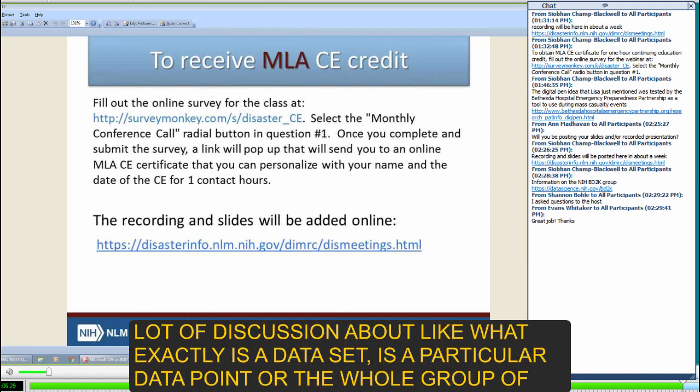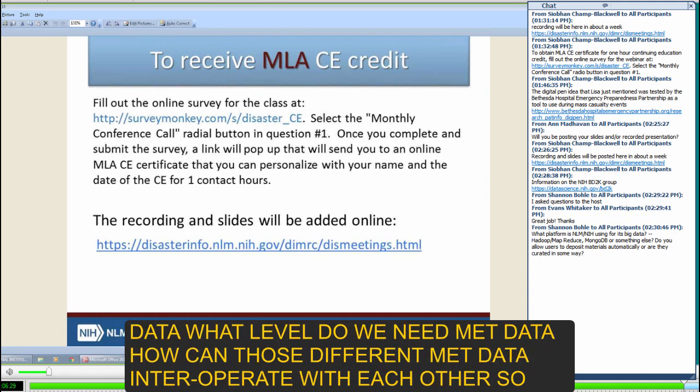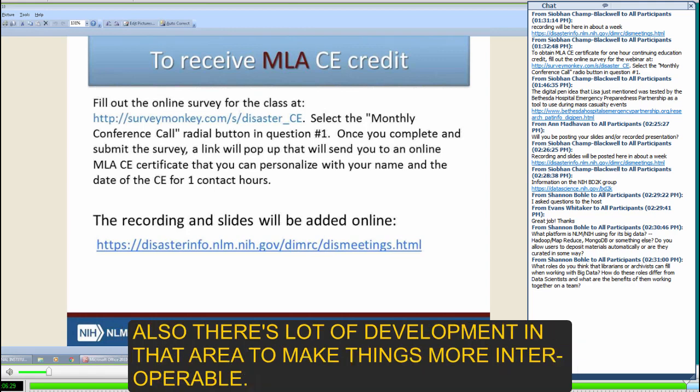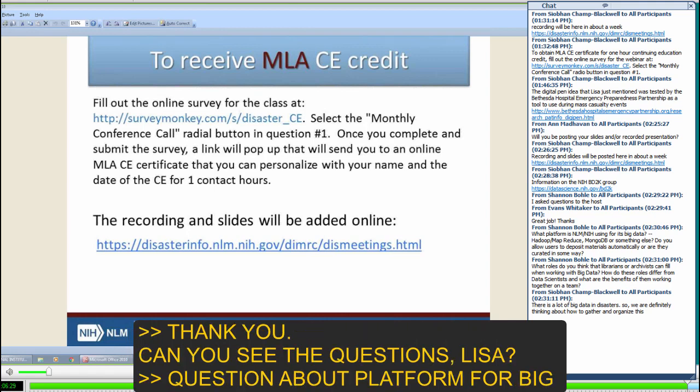So there's a lot of discussion about what exactly is a data set. Is a particular data point a data set, or is this whole group of data a data set, and at what level do we need metadata? And how can those different metadata schemas interoperate with each other? So there's not one good answer to that. It's more defined by the field in which someone would be working, and also there's a lot of development in that area to make things more interoperable. Okay, thank you.